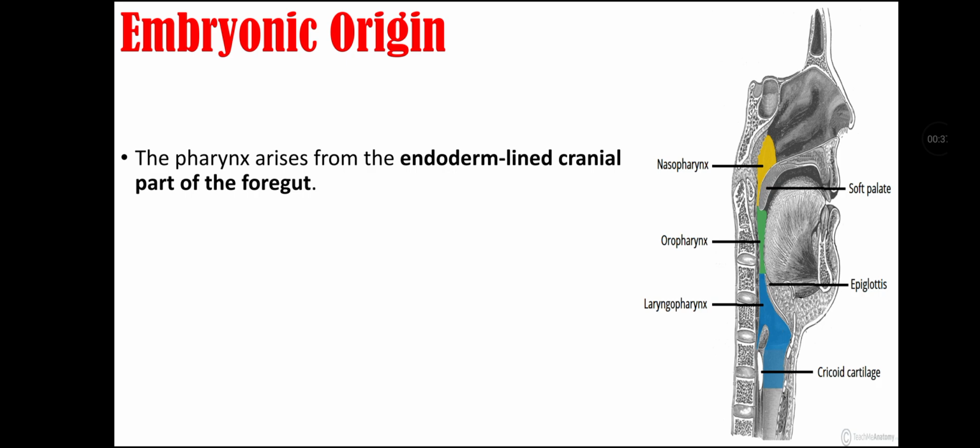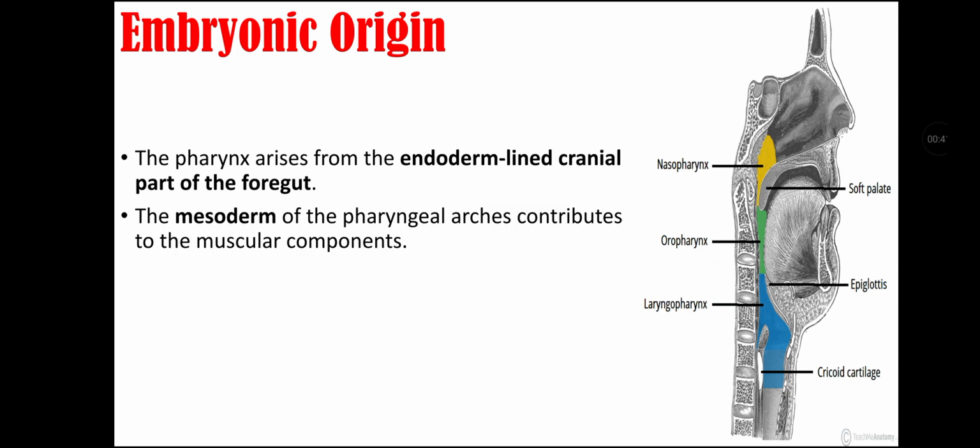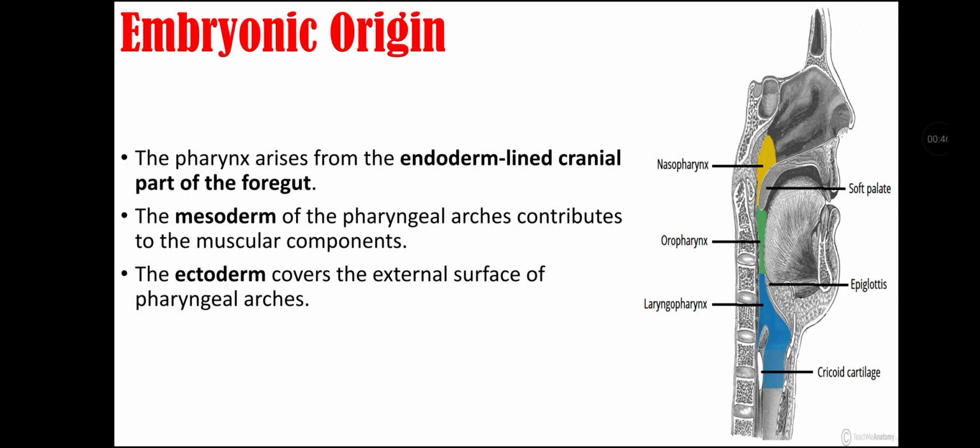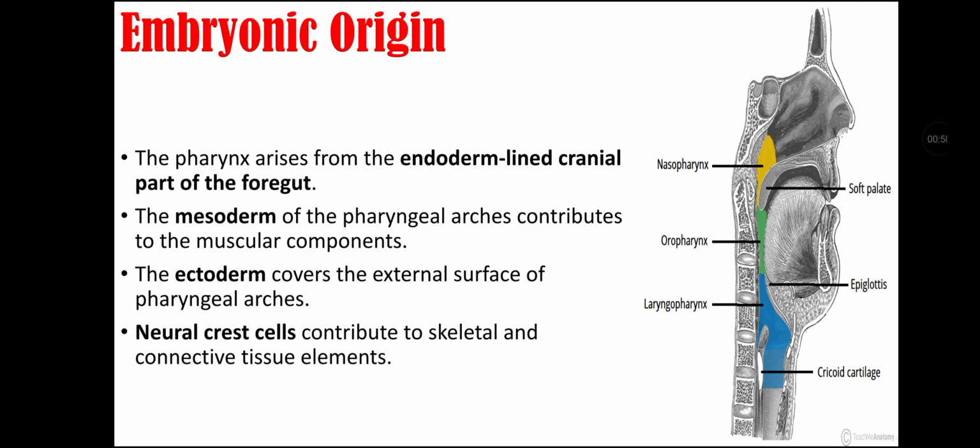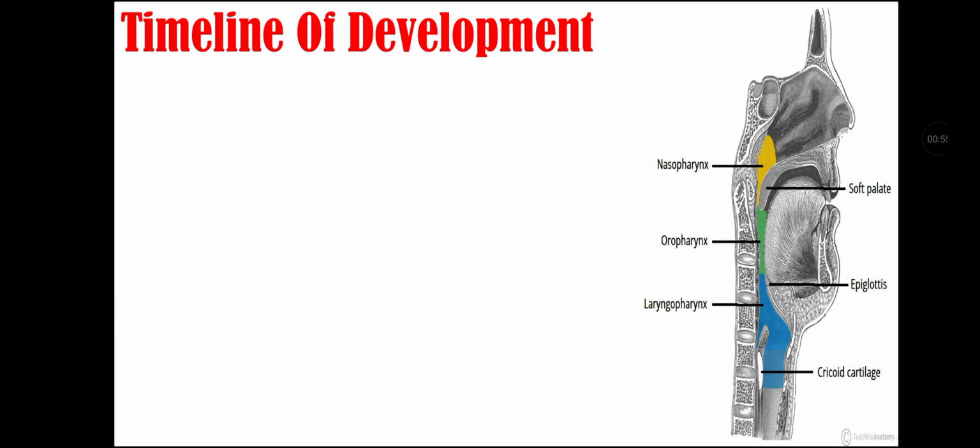Embryonic origin of pharynx. Pharynx arises from endoderm-lined cranial part of the foregut. The mesoderm of pharyngeal arches contributes to the muscular component of the pharynx, and ectoderm covers the external surface of pharyngeal arches. Neural crest cells contribute to skeletal and connective tissue elements of pharynx.